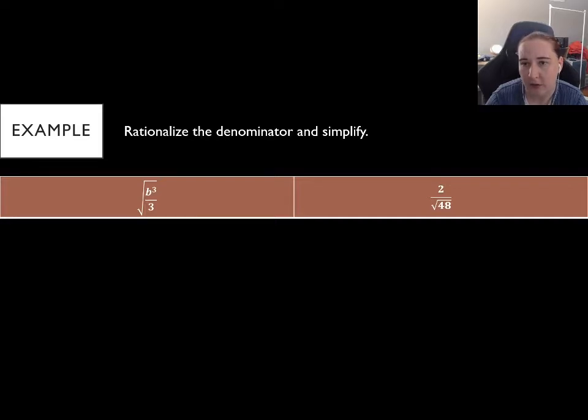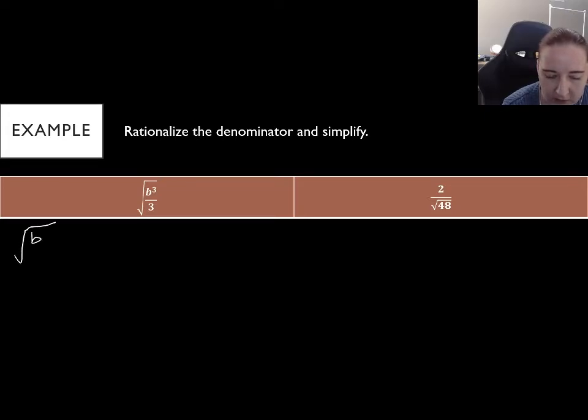So here are some new examples. We have the square root of b cubed over 3. So this is where we're going to use the quotient property to split it up into 2 separate radicals, and then we are going to rationalize, because we don't like to have fractions inside a radical. That's another thing, just conventionally we don't do that. So we're going to split it up.